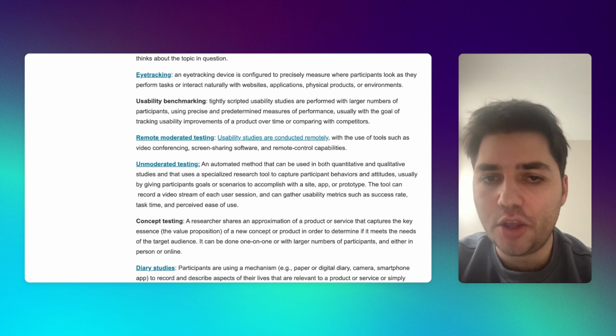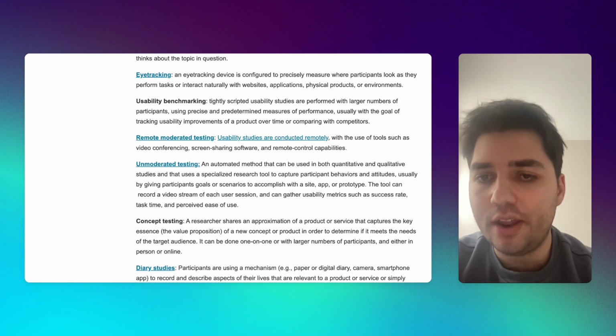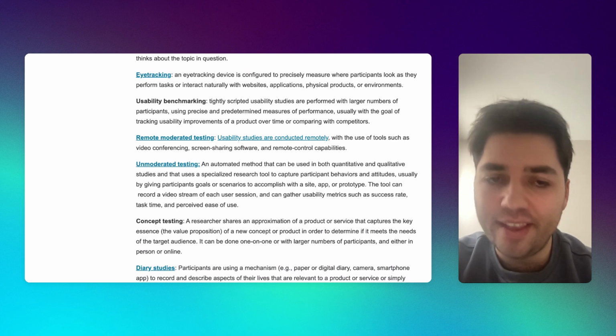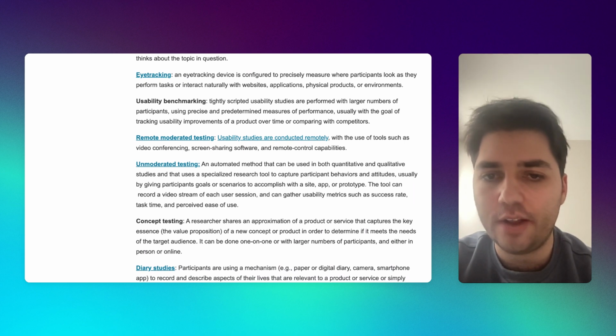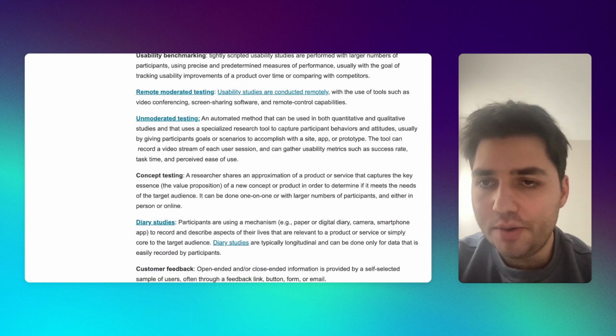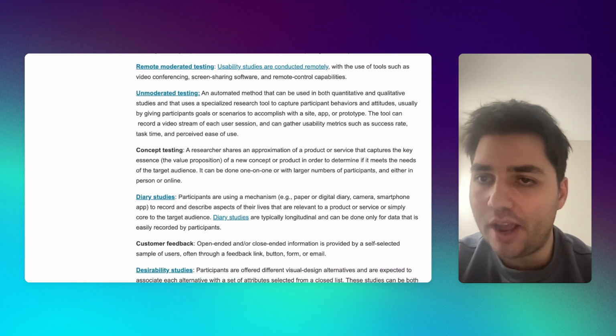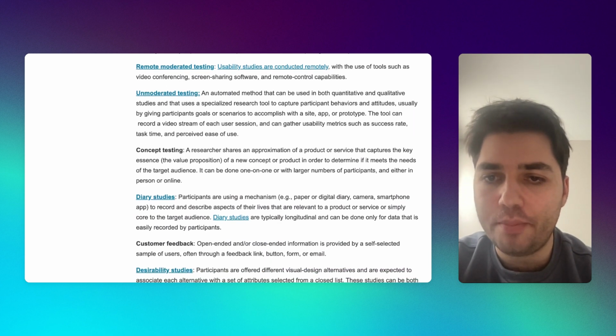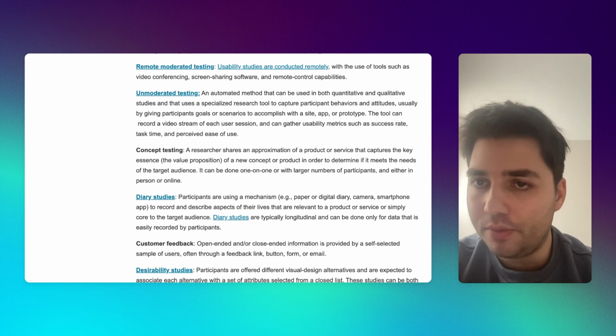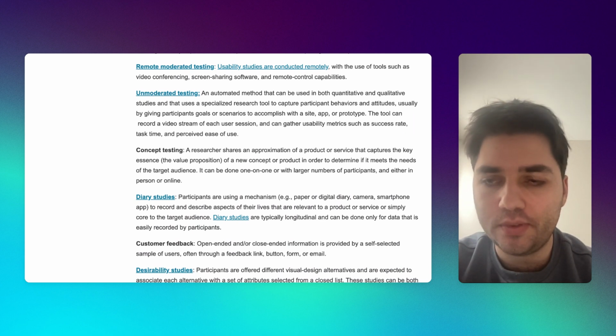Concept testing is when you haven't launched a product yet and you're trying to determine if a product meets the needs of the target audience. So you capture the essence of a product and then you test that concept. Diary studies are studies that tend to be longitudinal in nature, and you want to record different aspects of people's lives and see what changes over a period of time. Customer feedback is when you're just collecting information about the specific product and seeing what people say about it.